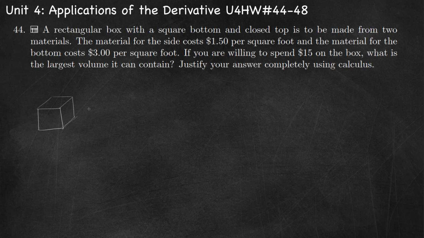The material for the side is $1.50 per square foot. So we've got the side of the box, and the cost there is $1.50 per square foot. The material for the bottom costs $3 per square foot. And it's a little unclear in this problem, but let's assume that the bottom and the top of the box are made from the same material. So the bottom and the top are going to cost $3 per square foot.